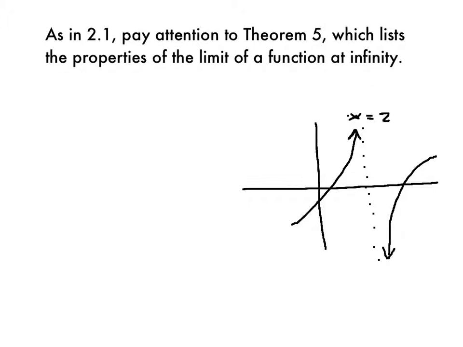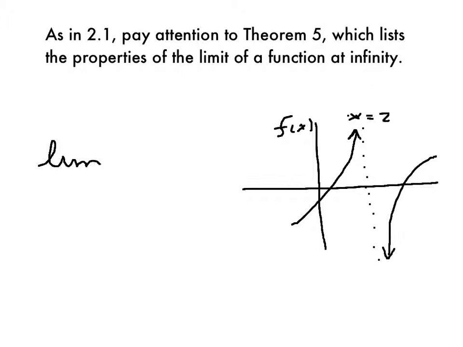As you also learned with rational functions, it's also possible for a function to have a vertical asymptote. And if we look at this function to the right, we see that there is a vertical asymptote at x equals 2. And here, as we did previously, we can talk about left-hand and right-hand limits.